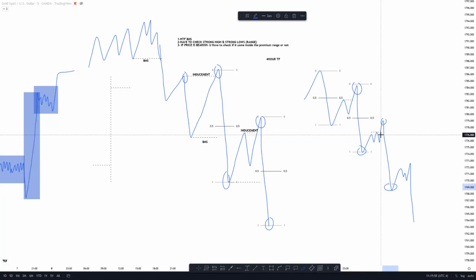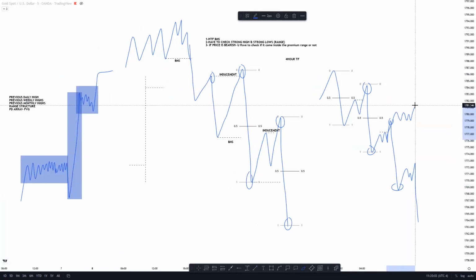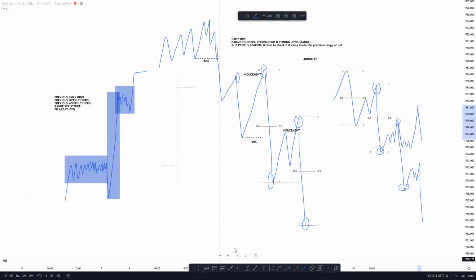Because if price has to make the strong high and strong low, it needs to come inside the premium range, then sell. Otherwise, it needs to come inside the 4-hour range. Otherwise, we will look for buys somewhere here to at least come inside or take out this high. So this will be your range. Otherwise, this will not be your strong high. And this is on the 4-hour, right? Yeah, this is on 4-hour.